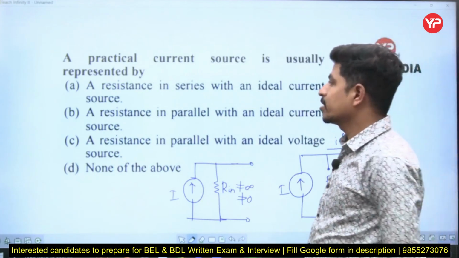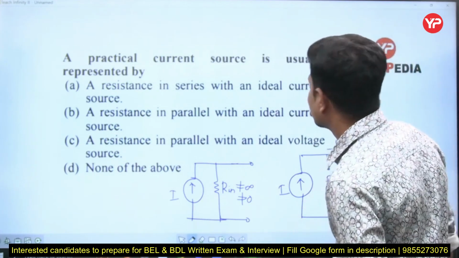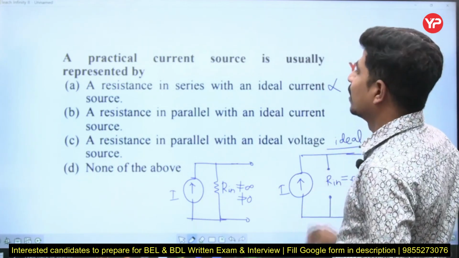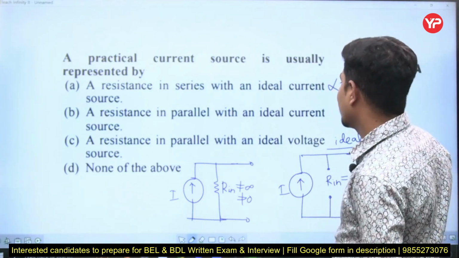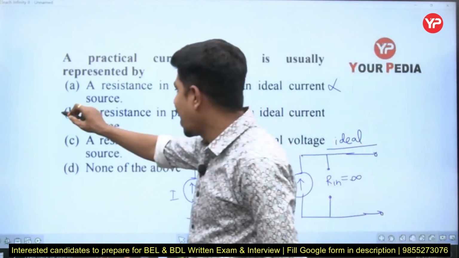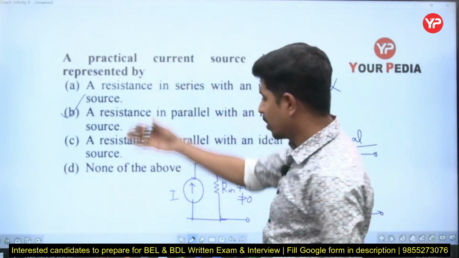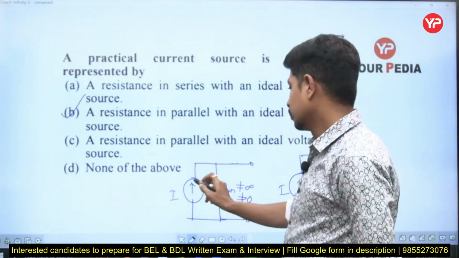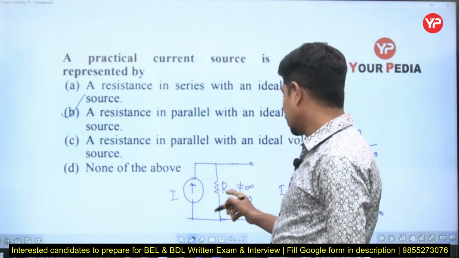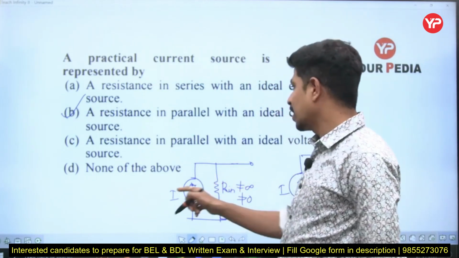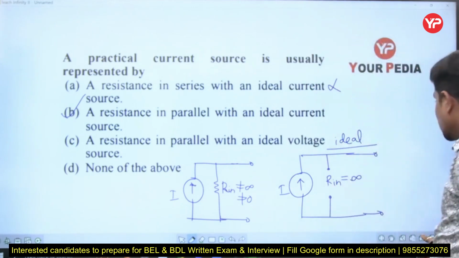Read the options. A resistance in series with ideal current source, no. A resistance in parallel with an ideal current source, yes. We need not go for the remaining options also. A resistance in parallel with ideal current source, option is B.